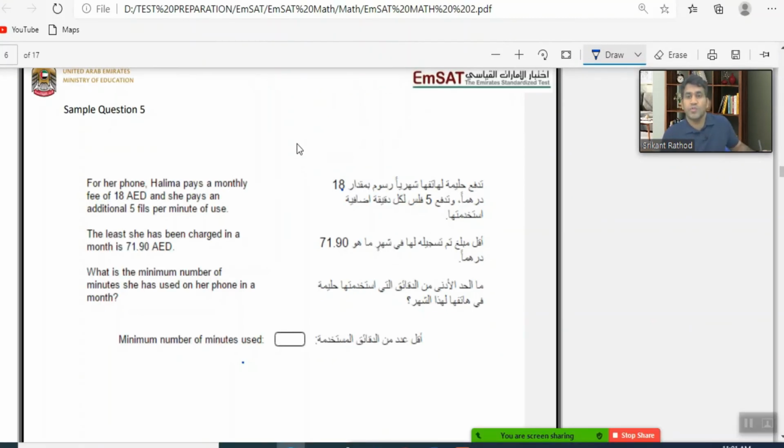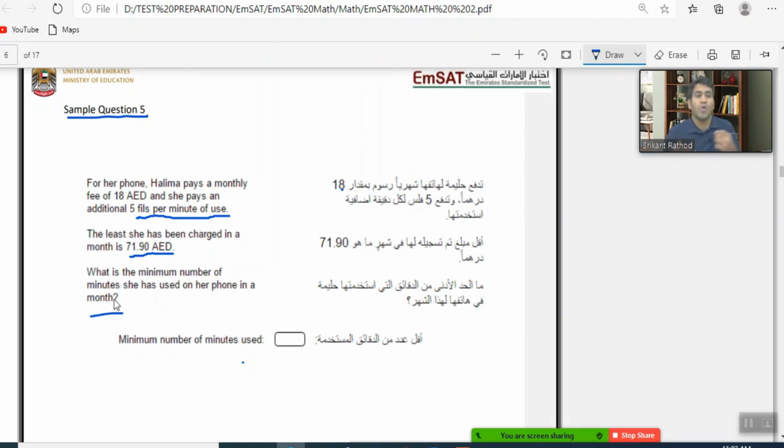Let's go to the next question, that is question number 5. The question says, for her phone, Halima pays a monthly fee of 18 dirhams and she pays an additional 5 fills per minute of use. The least she has been charged in a month is 71.90 dirhams. What is the minimum number of minutes she has used on her phone in a month?